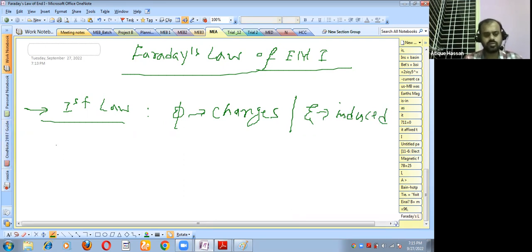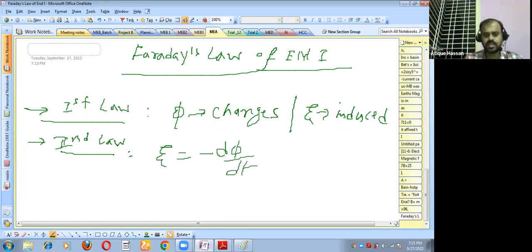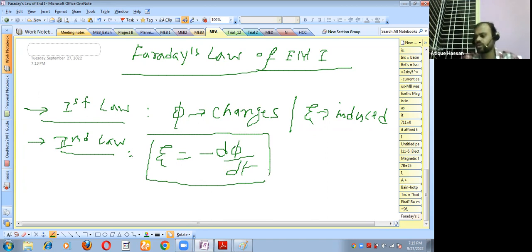Now, in the second law, he gives the expression of that induced EMF, which is minus d phi by dt. Rate of change of magnetic flux gives the EMF induced in the coil. So this was the second law, and the negative sign is due to Lenz's law, which we will study. Lenz's law, I think you are familiar with what Lenz's law says.